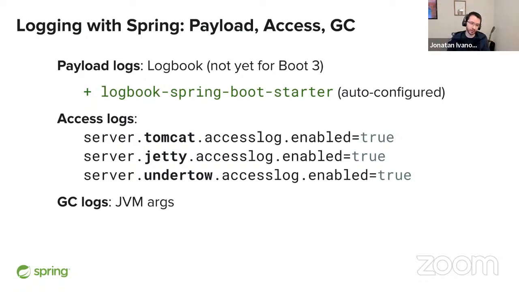Also, you can turn on access logs for your favorite servlet container. Supported are Tomcat, Jetty, and Undertow with Spring Web. And you can enable those with a single config flag. And also there are GC logs. Spring doesn't really have anything to support there because these are JVM features, so you can turn them on and off with JVM arguments.